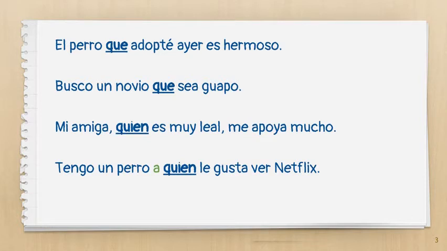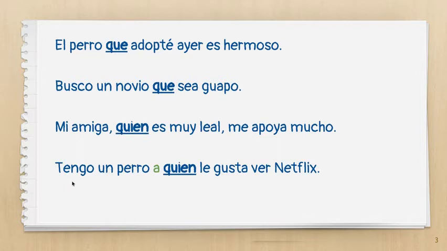Some different things that these can mean. If we have something like el perro que adopté ayer es hermoso, it can mean the dog that I adopted yesterday is beautiful. That's one option. Or if we look at this example, busco un novio que sea guapo, I'm looking for a boyfriend who is handsome. You can also mean, in this case, mi amiga, quien es muy leal, me apoya mucho. My friend who is loyal supports me a lot. You can use it as who in this context as well.